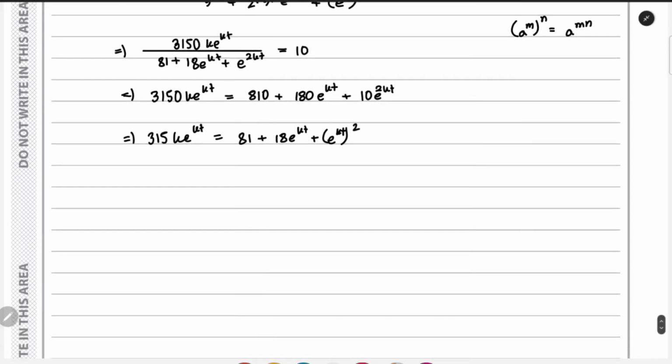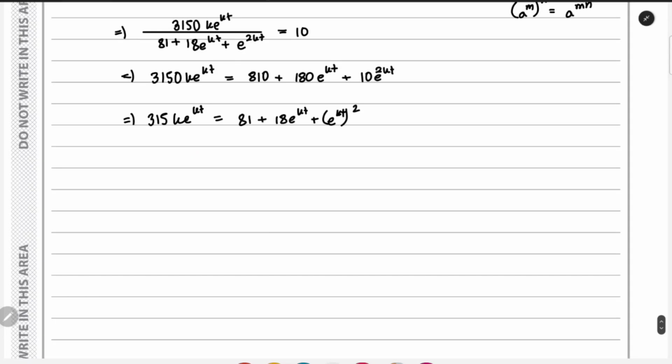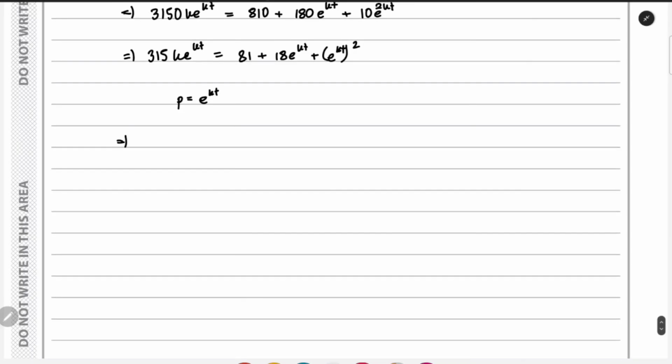Now we can consider e to the power kt as a new variable. I'll consider this variable p, for example. You can use other letters as well which have not been used in this question. So we couldn't use t or k. You'll have to bring something new. So p is equal to e to the power kt. Now I'll have 315kp equals 81 plus 18p plus p square.